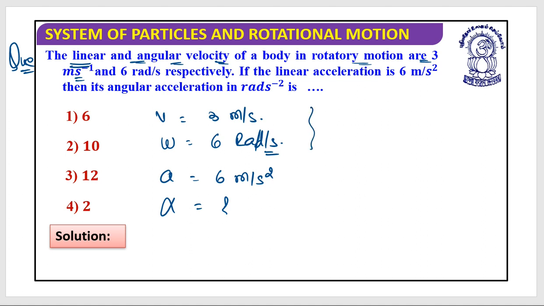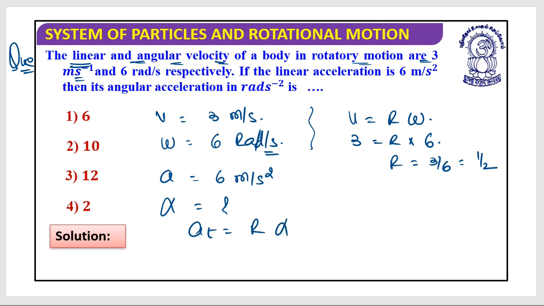Great. So we understand that v is equal to r omega. V is 3, r we don't know, omega is 6, that means r is equal to 3 by 6, which is equal to half. Now again, the tangential acceleration or linear acceleration, a, would be equal to r alpha. This is 6, this is 1 by 2 multiplied by alpha. So while doing this, alpha is equal to 12 radian per second square.